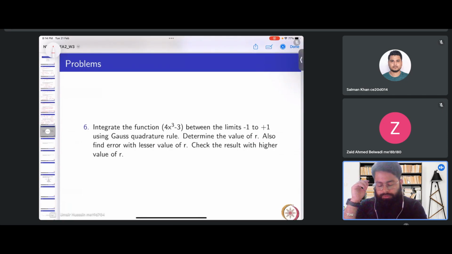So the next problem is we have to integrate the function 4x cubed minus 3 between the limits minus 1 to 1 using Gauss quadrature rule. Before using the Gauss quadrature formula, we need to determine how many points we would be using. That is the value of r. Does anyone remember the formula for r?